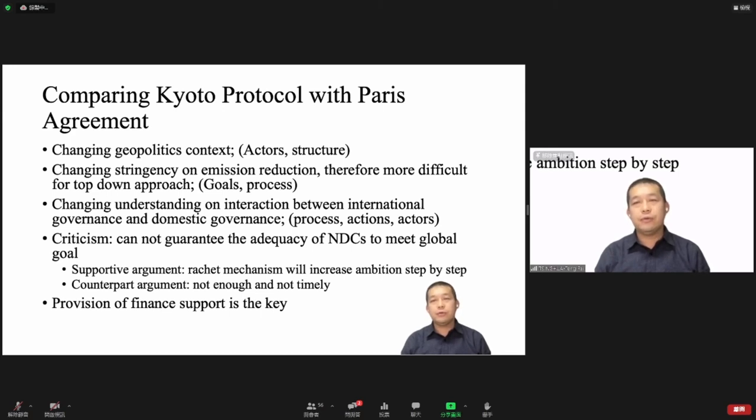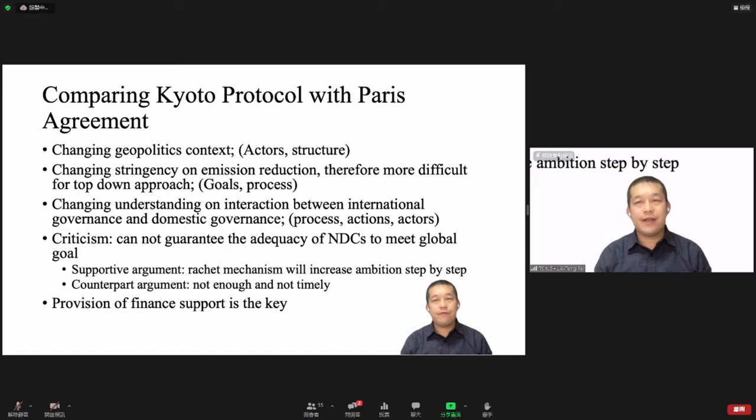In the Kyoto Protocol era, it was possible because the emission reduction was not very stringent. But right now we only have a very limited carbon budget, and so the top-down approach of negotiating a target through international negotiations is almost impossible at this moment. That is why we need to base it on a nationally determined approach. There is also ongoing understanding of the important and complex interaction between international governance and domestic governance through the process, action, actor, and objectives.